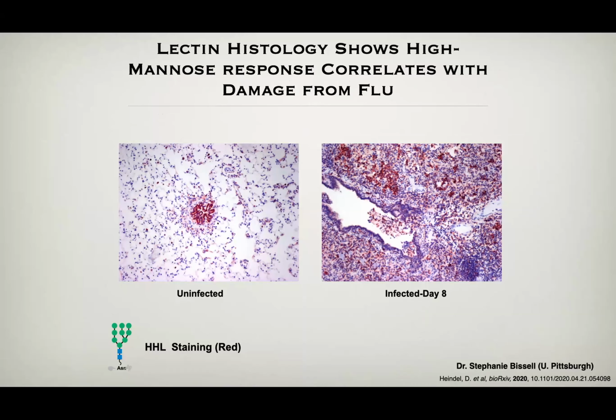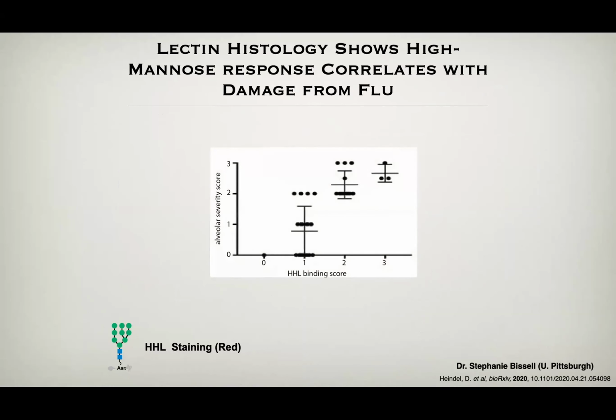Just to see whether that's actually true when you look at it histologically, we stained with HHL. This is what an uninfected lung looks like. You can see that you have lots of air spaces here. This is what you look like if you're infected at day 8. You're now compacted. You now have a lot of HHL, which is red staining, showing up. And so there is indeed a lot of this High-mannose response. If we compare this to the alveolar severity score, that's a histological score, we notice that the HHL binding score correlates with alveolar severity.